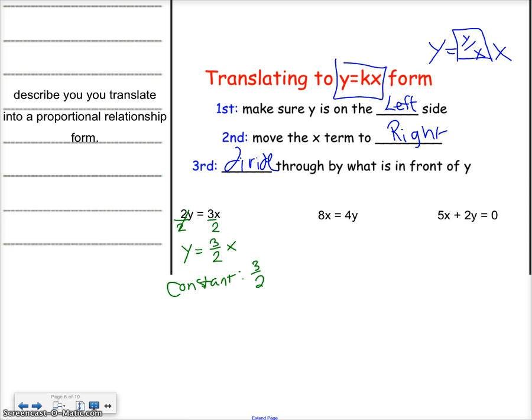I need to make sure my y is on the left. Is y on the left-hand side? Nope, sure isn't. So I'm going to quickly make that happen, because equality is commutative, so I can flip: 4y equals 8x. Step 2, make x on the right. Is x on the right? Yep. Step 3, divide by what's in front of y. That's the 4. So I'm going to divide both sides, because algebra is about equality, by 4. And I get y equals 2x.